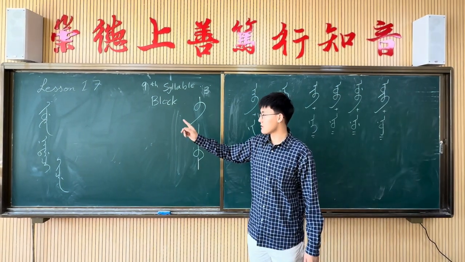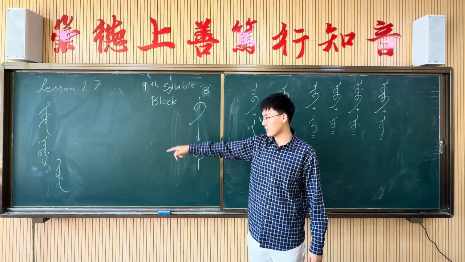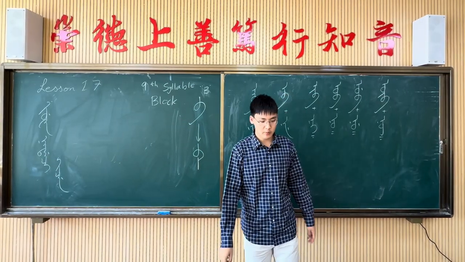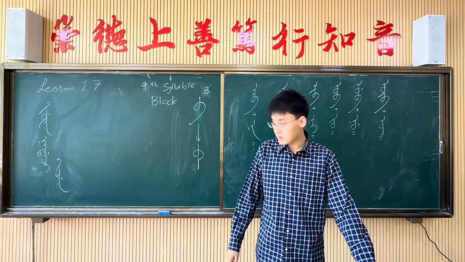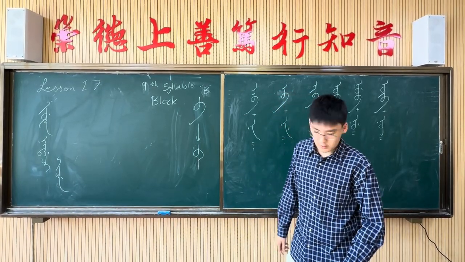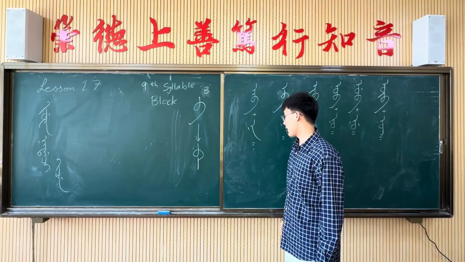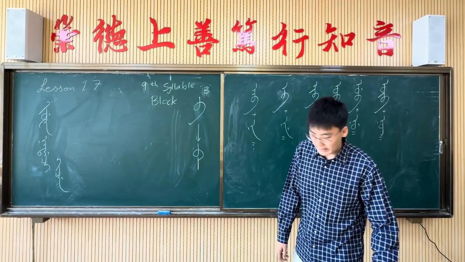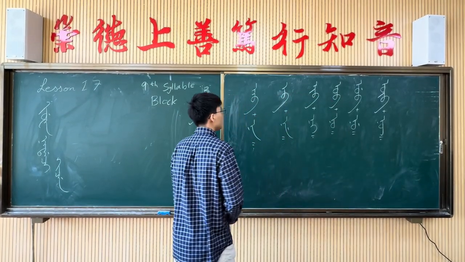Alright guys, lesson 17, 专拿单词题程. In this lesson, we'll be building on our previous knowledge of the 9-syllable block, okay? And then we'll also be doing some more complex practices. Alright, let's start off with ab.